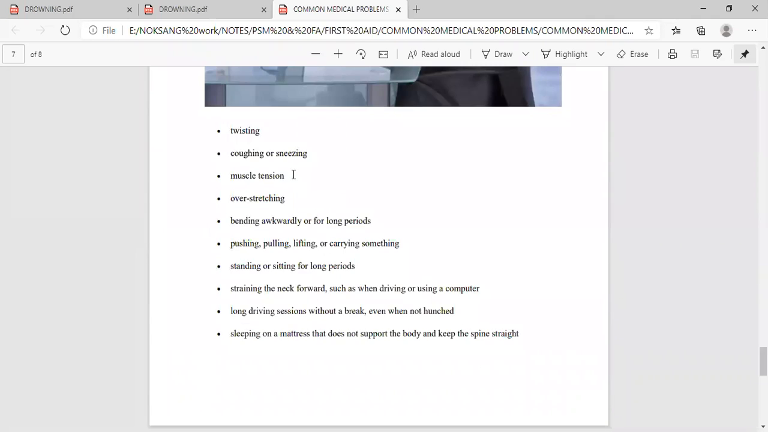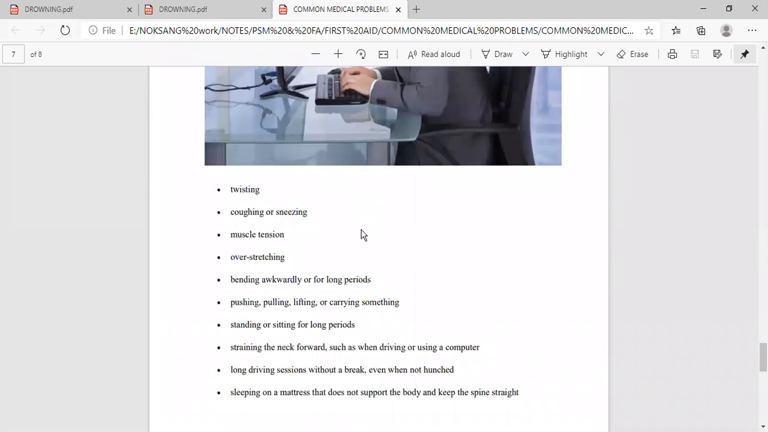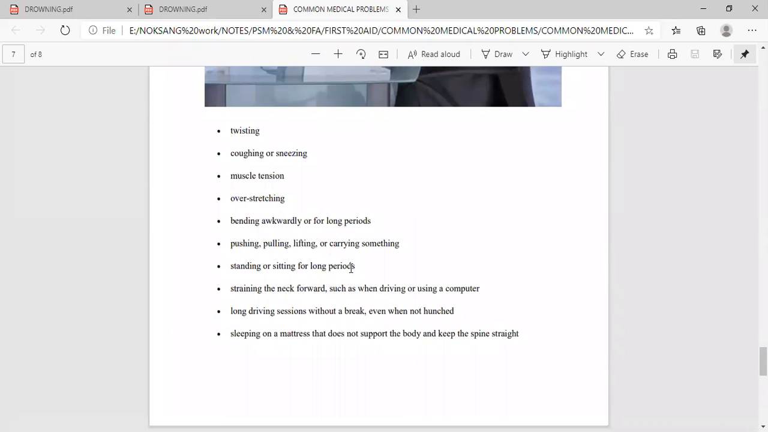Examples include twisting, coughing or sneezing. Sometimes when you sneeze too loud or when you cough a lot, at that time also it might lead to back pain. Then muscle tension, overstretching of the body, bending awkwardly. Then if you push, pull or lift something that is heavy, then standing or sitting for longer periods of time.